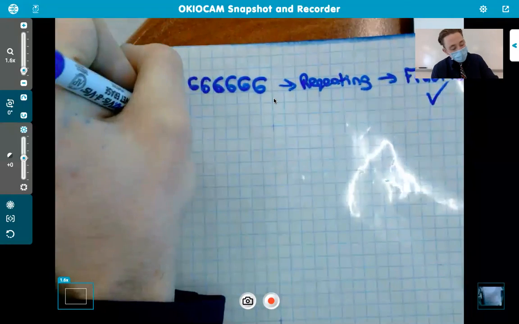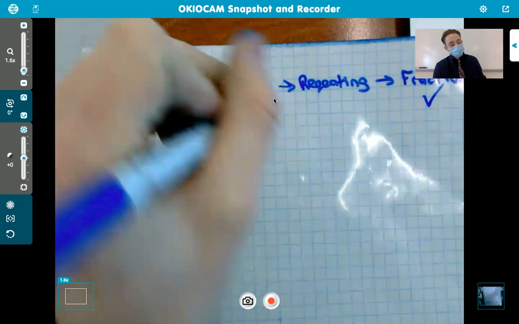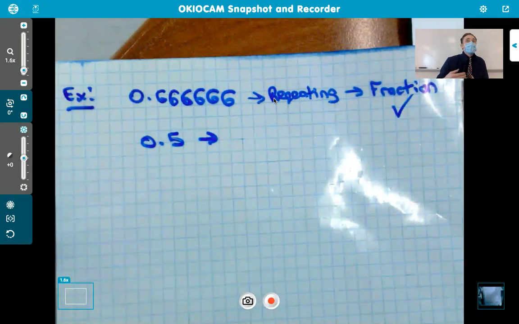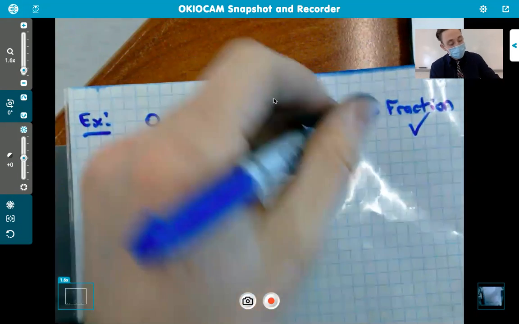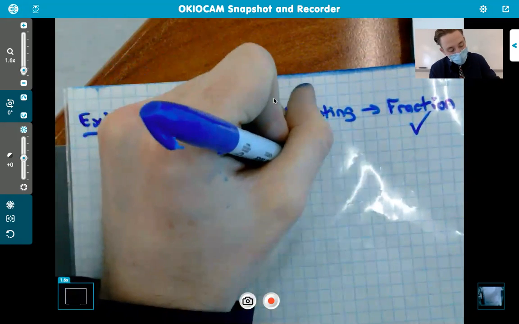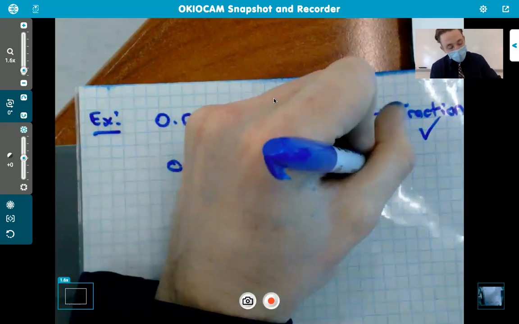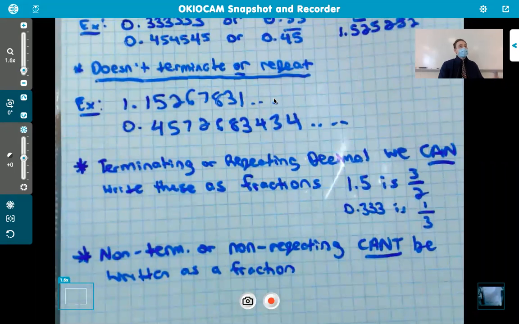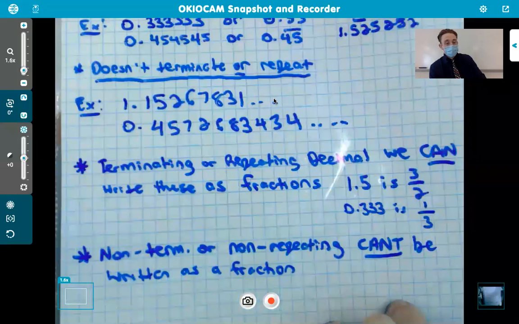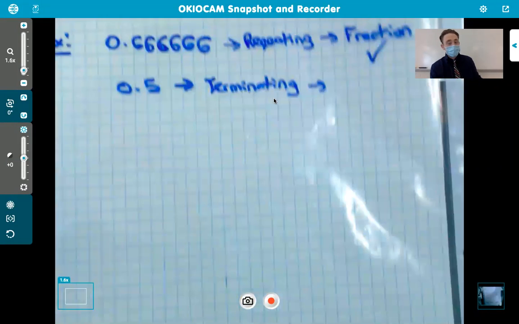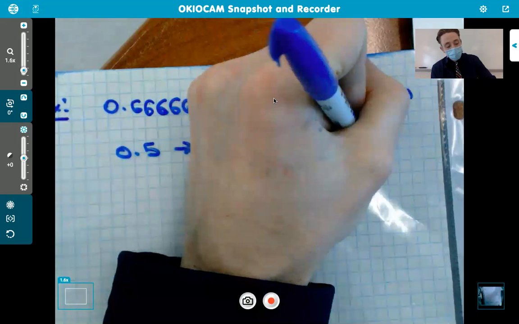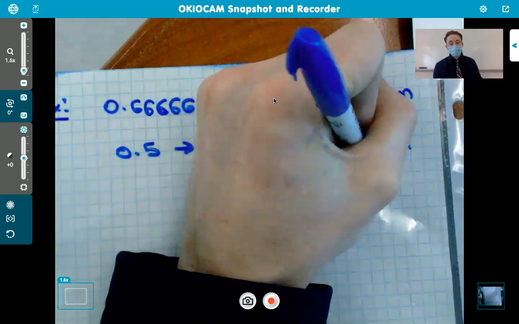What about 0.5? Is that terminating, repeating, or neither? Terminating. Good. It ends, right? It stops right there. And if it's terminating, can I write that as a fraction or can I not write that as a fraction? You can, right? In fact, 0.5, as I said earlier, is the same thing as 1/2. So I can write it as a fraction and I'm good.